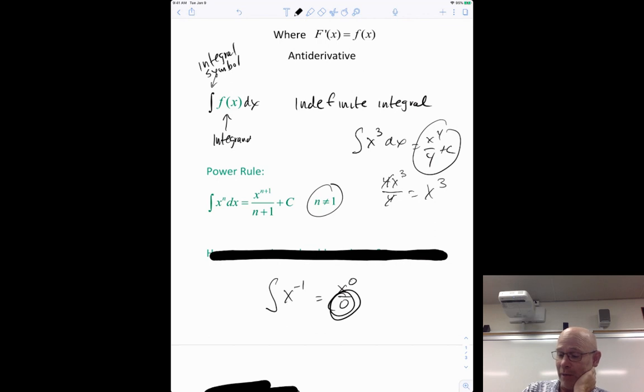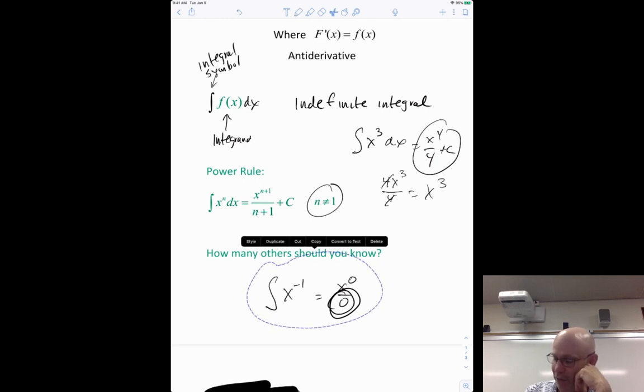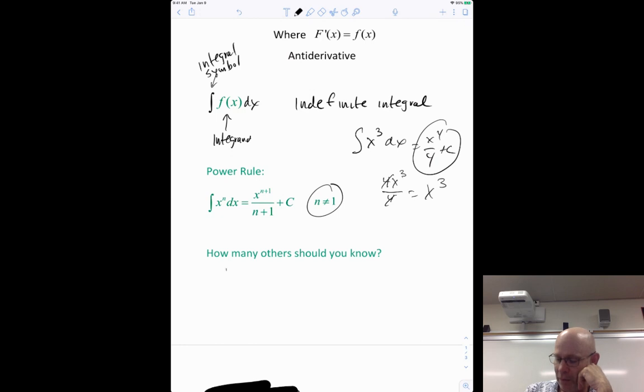I'm going to bring up some more in just a second. The next question I'm going to ask you is how many others should you know other than the power rule? If you think about this one, I'll rewrite this for you. Remember, x to the negative 1 is the same thing as 1 over x. So you should know what the antiderivative of 1 over x is. It's natural log of x, because the derivative of natural log of x is 1 over x. How many others should you know?